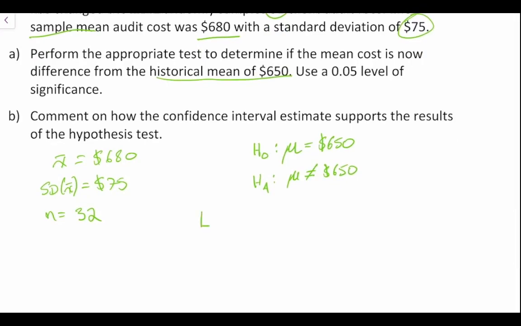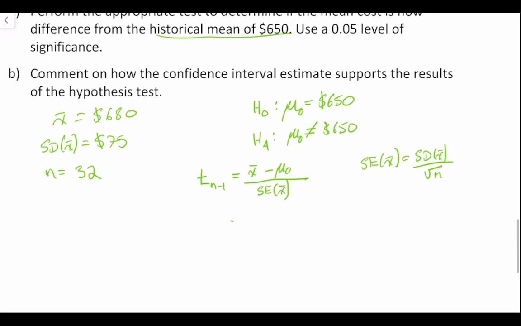So we're going to do t at n minus 1 degrees of freedom is equal to X bar, and we'll just say this is mu of our null hypothesis, X bar minus mu naught divided by the standard error of X bar. And where we said the standard error of X bar is equal to the standard deviation of X bar divided by the square root of our sample size.